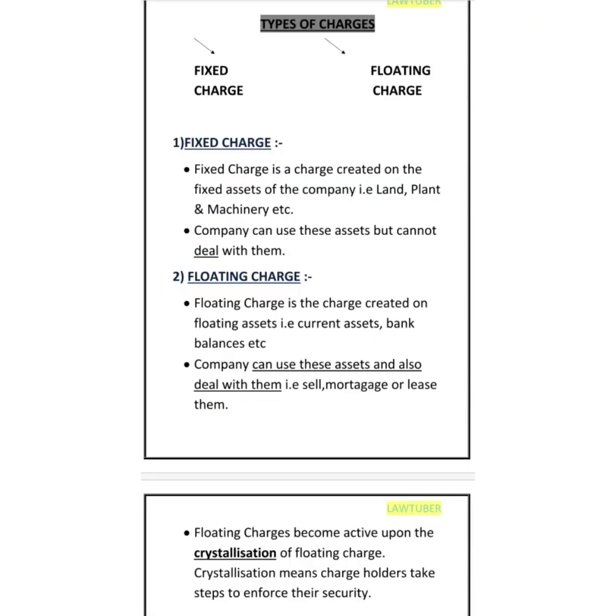So then what are the types of charges? Fixed charge, floating charge. As we recall, fixed charge is created on the fixed assets, land, plant and machinery. Important point here is company can use these assets but cannot deal with them. Floating charge. What is floating charge? Now floating charge is created on the floating assets, that is current assets, bank balances, etc. Companies can use these assets but can also deal with them, that is sell, mortgage or lease them.